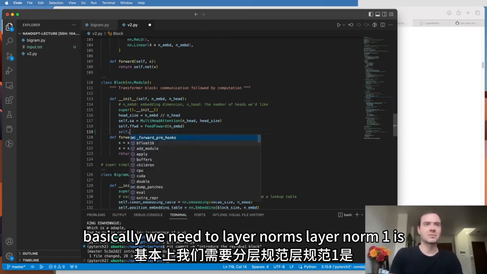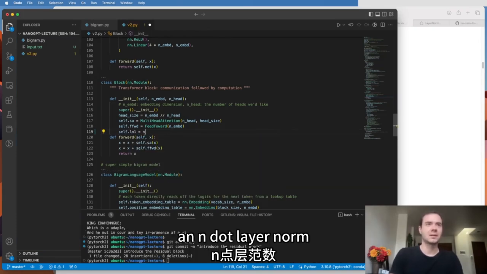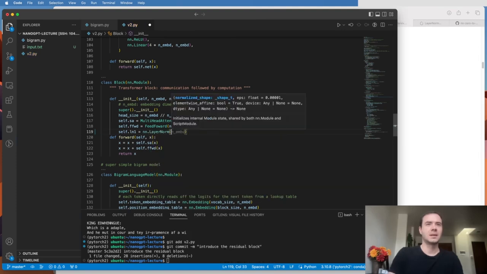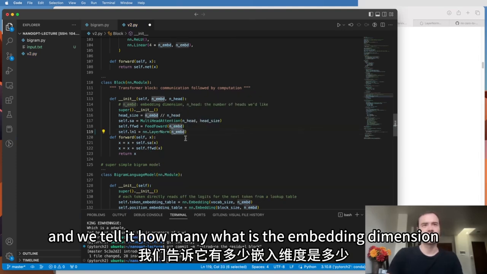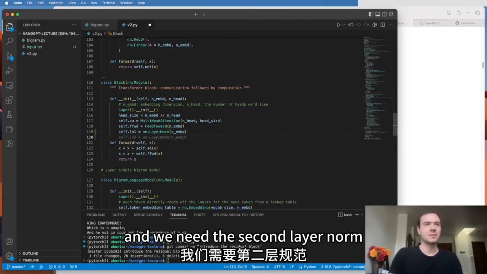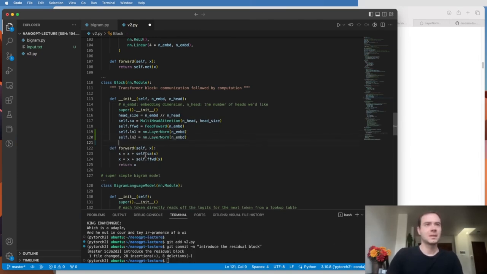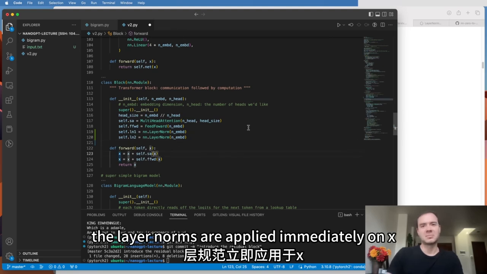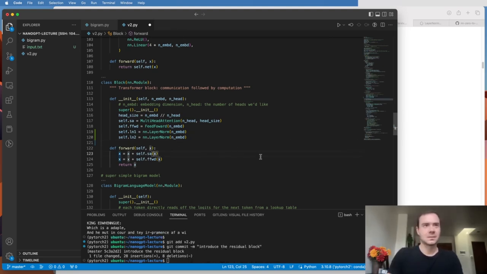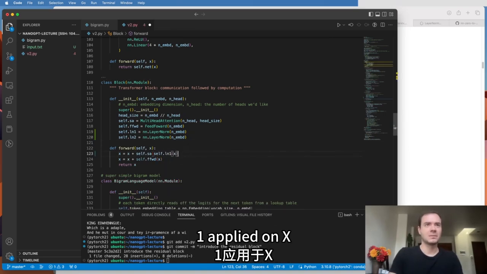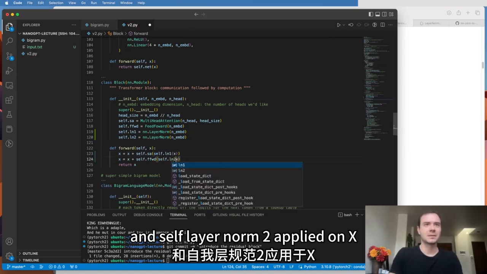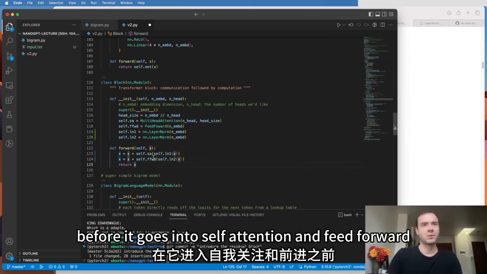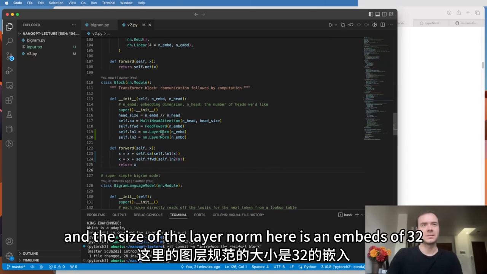Basically, we need two layer norms. Layer norm 1 is nn.LayerNorm, and we tell it what is the embedding dimension. And we need the second layer norm. And then here, the layer norms are applied immediately on x. So self.ln1 applied on x, and self.ln2 applied on x before it goes into self-attention and feed forward. And the size of the layer norm here is n_embd, so 32.